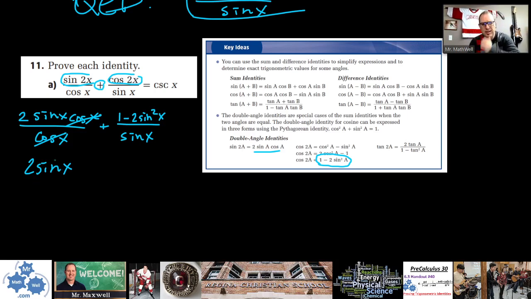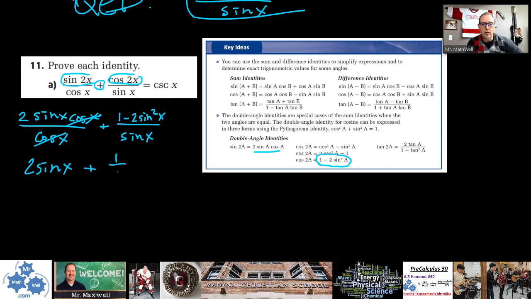So I've got 2 sine x here, and over here, what do I have? How can I do this? Well, you could probably separate this as 1 over sine x minus 2 sine squared x over sine x. So you could split this up like you would normally do for a fraction, which I will, so watch. I think this is going to be a good idea, but we'll see.